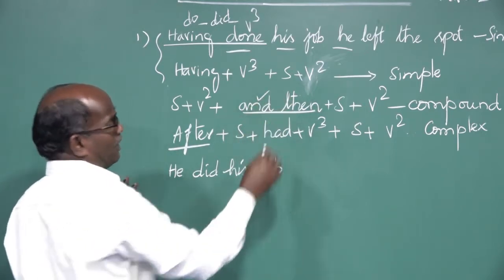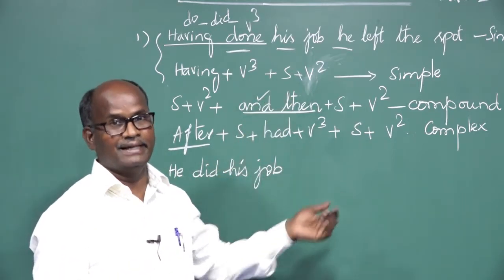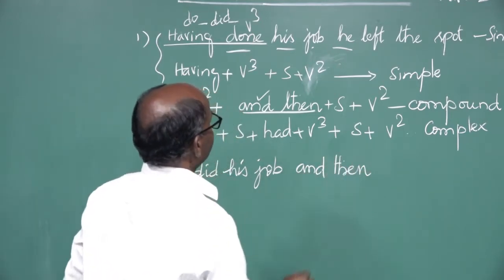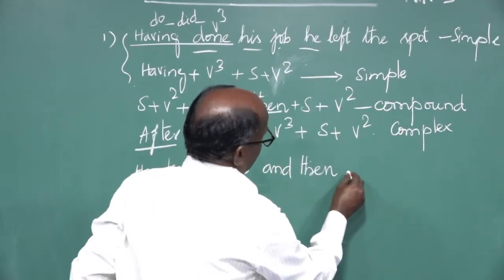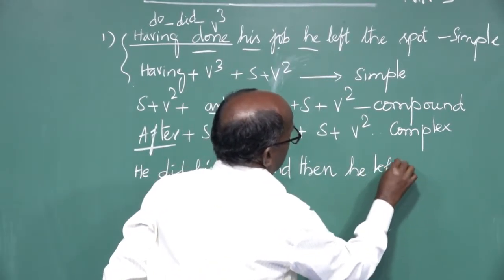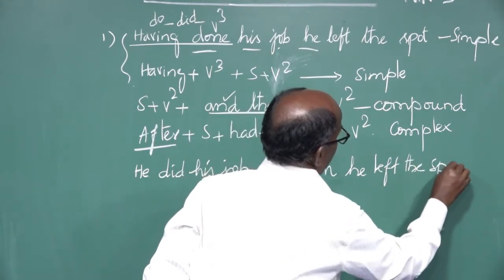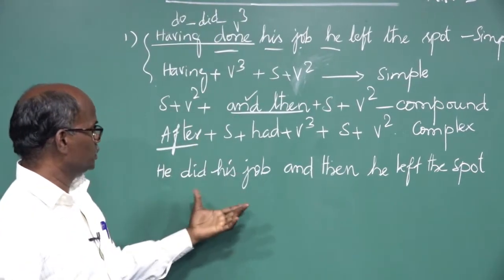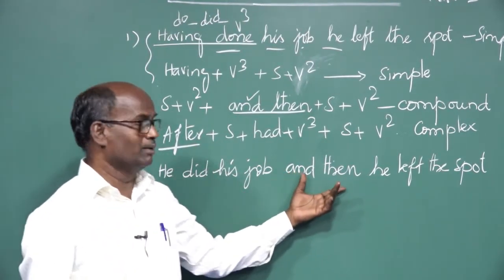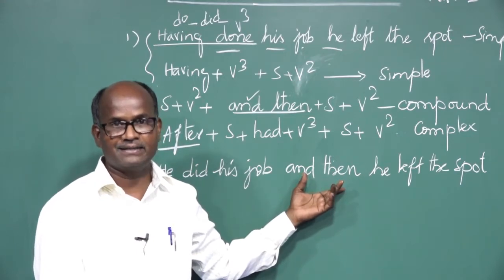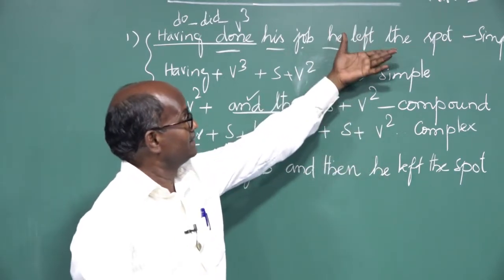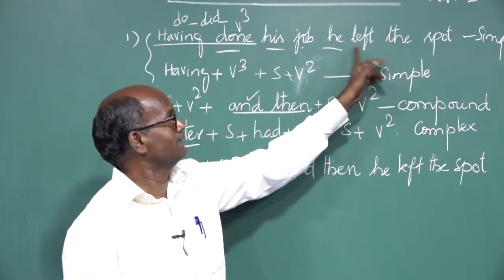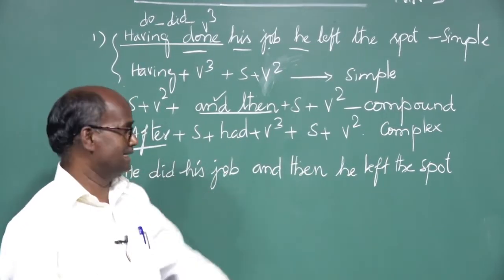And what is the suitable coordinating conjunction for compound sentences? And then. He left the spot. It is very easy, we are just going to make this phrase into a clause. And the suitable coordinating conjunction we added here is 'and then'. The sentence that is there in the simple, a simple sentence has only one finite verb, and this is the sentence. We write it next to 'and then'.